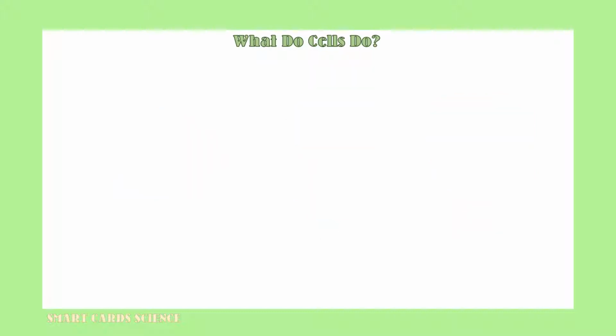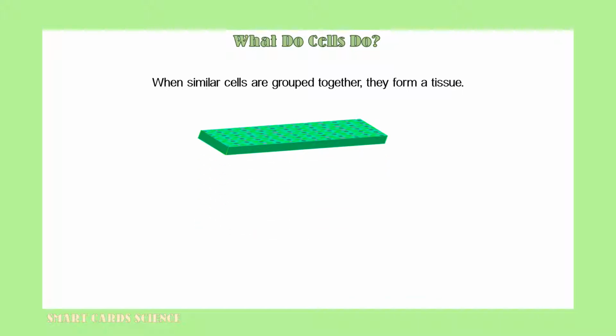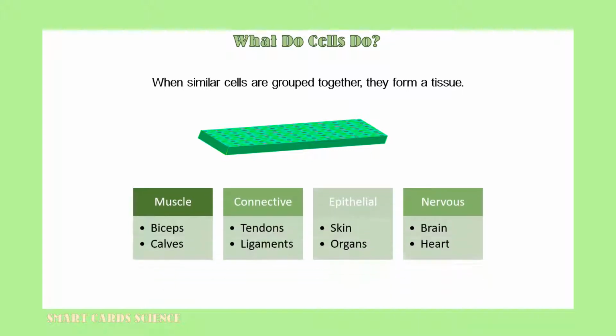So what do cells do? When similar cells are grouped together, they form what's known as tissue. There are four categories of tissue in the human body. There's muscle tissue, which would be like your biceps or your calf muscles. There's connective tissue, which would be tendons or ligaments. You also have epithelial tissue, which would be the skin on your body or the skin on your internal organs. And we also have nervous tissue, which is the tissue that you would find in your brain or in your heart.